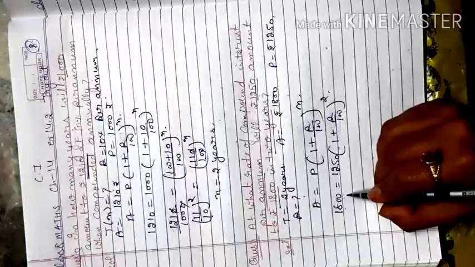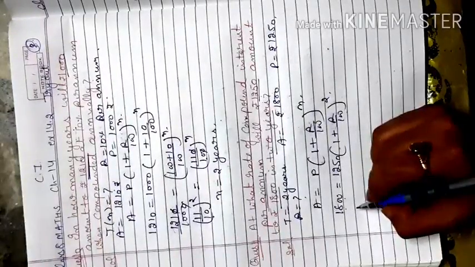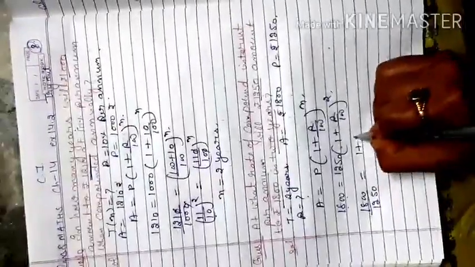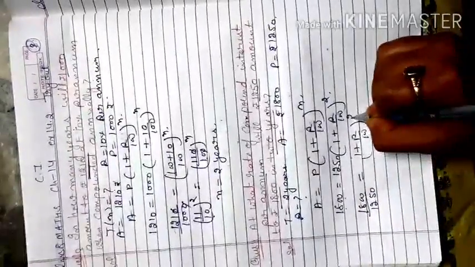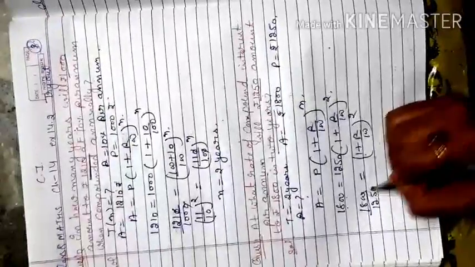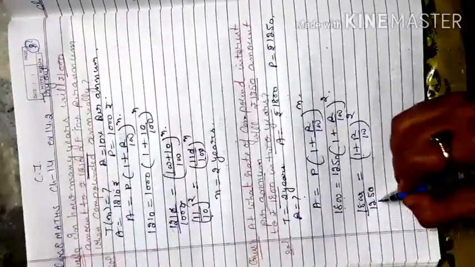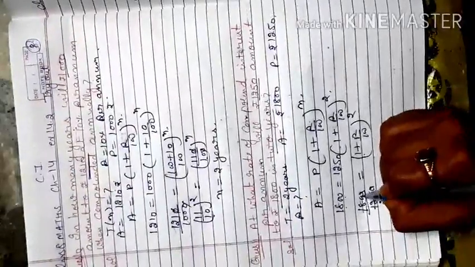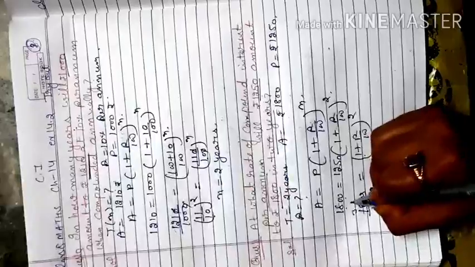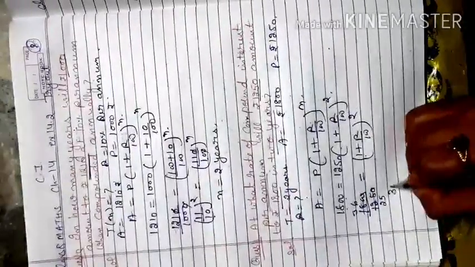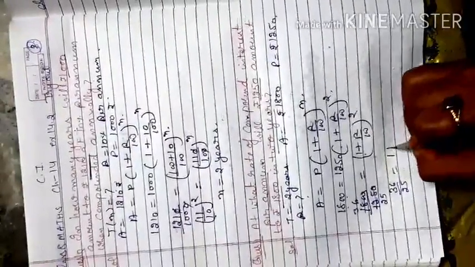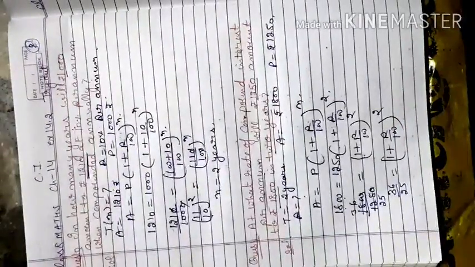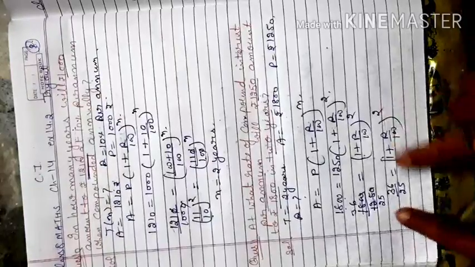First you will cross multiply this one. So this is 1800 by 1250, equal to (1 plus r by 100) raised to power 2. So a 0 will be cancelled, then divide by 5: 5 twos are 10, 5 fives are 25, and 5 threes are 15, 5 sixes are 30. So that becomes 36 by 25, equal to (1 plus r by 100) raised to power 2. Now to find the variable value, first we try to equalize the power.